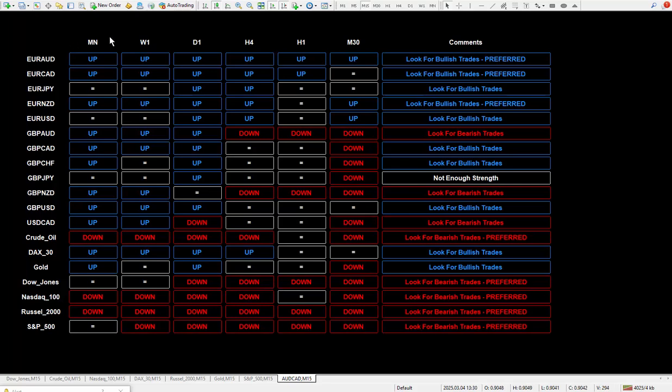Now this daily trade plan checks the time frames from the monthly all the way down to the 30 minutes, does some calculations, and then within the comments here, it'll make a suggestion: look for bearish trades, bullish trades, and some will be preferred, and sometimes there's just not enough strength.